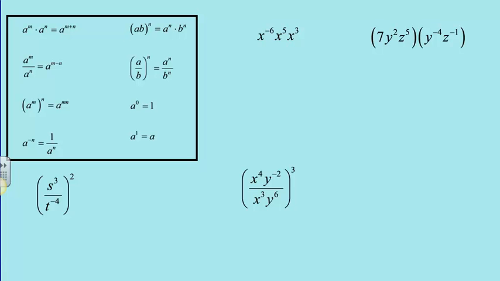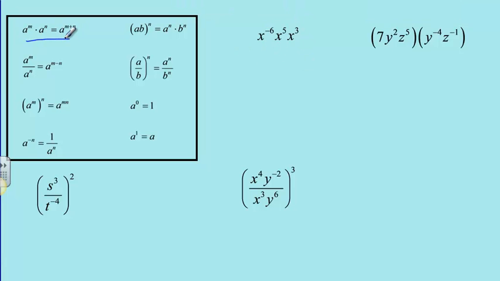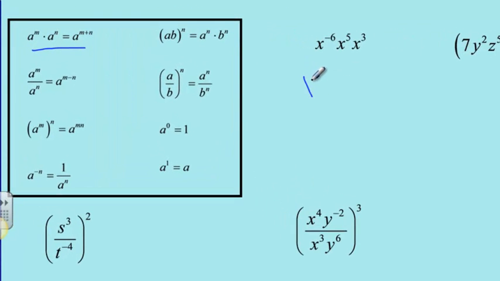So let's get into some with the variables. If we first look here at x to the negative 6th times x to the 5th times x to the 3rd, all multiplication means we add exponents. So really, I'm going to look at this as x to the negative 6th plus 5 plus 3. Well, negative 6 plus 5 plus 3 is 2, so the result is x squared. You don't have to show this part, but I'm just showing it right now so you can see where I got that from.